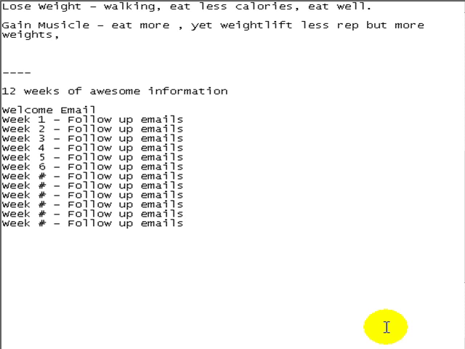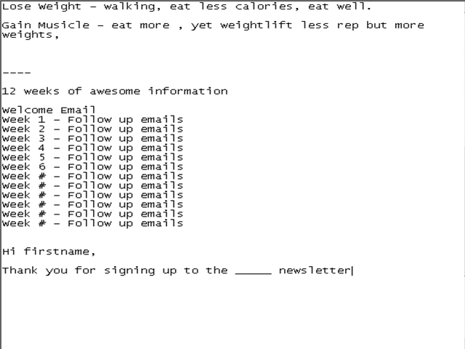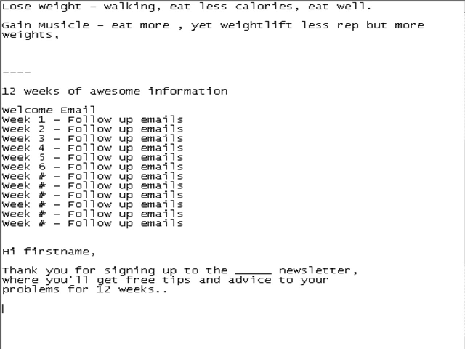The welcome email, you just want to say hi, first name. And these are going to be customized. You've got to remember when you're dealing with autoresponders and Aweber, they're all going to be customized. So any time somebody gives their first name and their email to the business owner, you can customize it. So you can say, hi, first name. Thank you for signing up to the whatever title your newsletter is. So that's just an introduction for your welcome email.